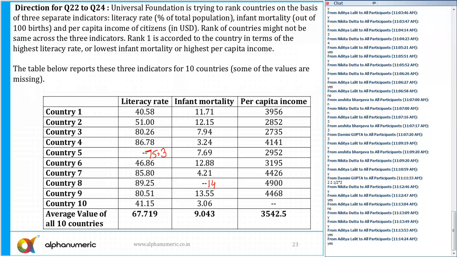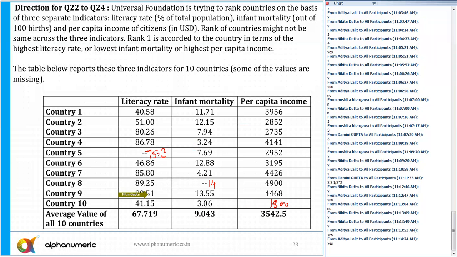And per capita income, same way. Average is 3542.5. So total is multiplied by 10, so 35425. And then per capita income of country 10 can be calculated, which will be 1800. Okay. Now let's rank them.